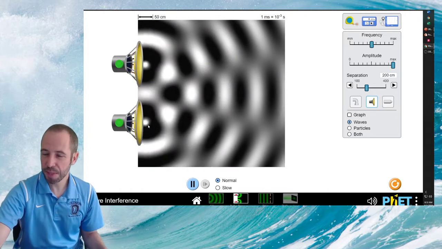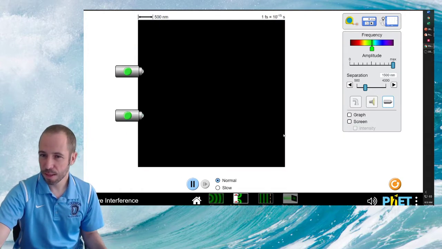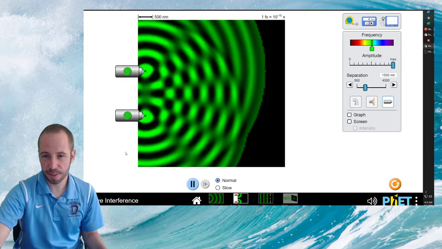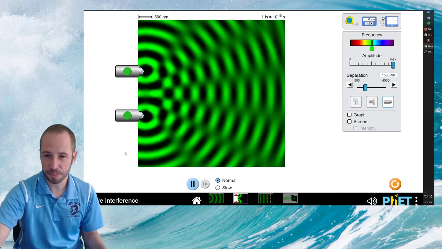Okay, well, cool. But that's not the only kind of wave. There's also light. You can actually get light waves to cancel out. And we're going to see some examples of this coming up just in a second here.